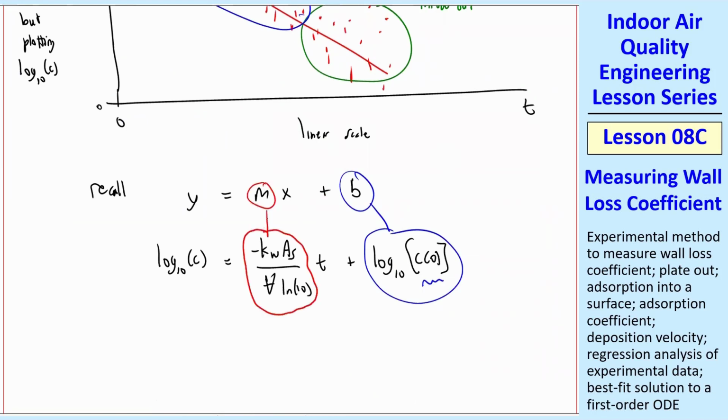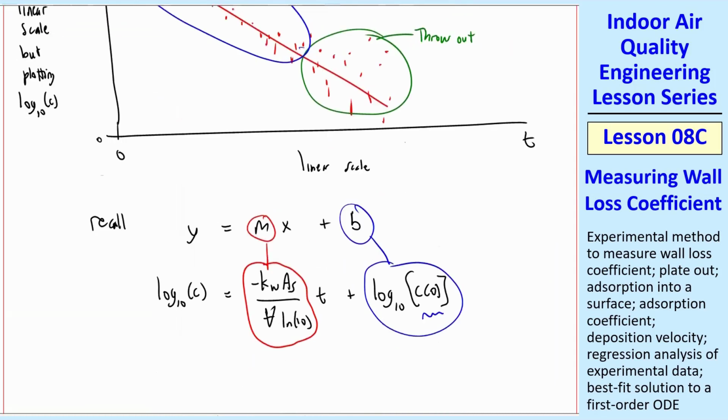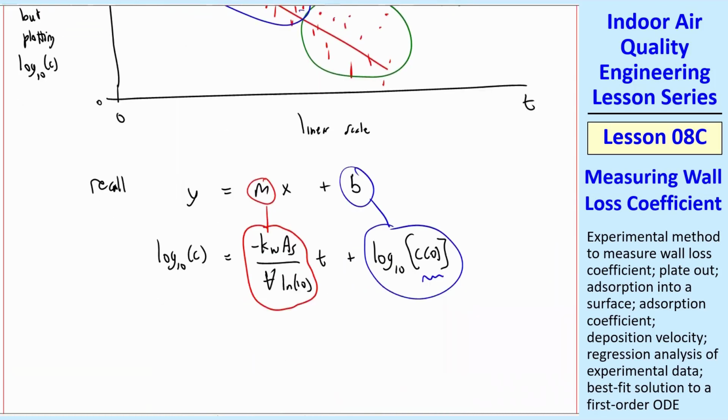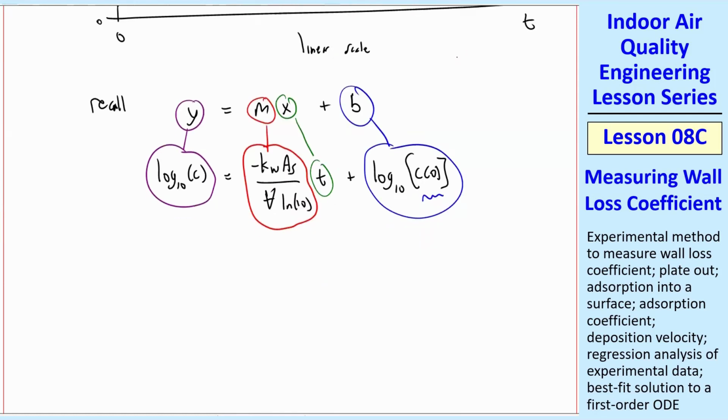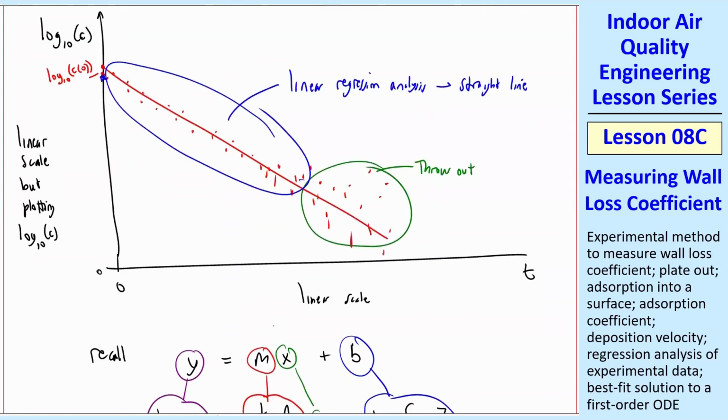It's a negative slope because it's decaying, so that makes sense. And then, of course, everything else corresponds here. The x is t, and the y is log10 of c. So we have a beautiful equation for a straight line. And this is what we care about. This is the slope. We find the slope of this line, which is a negative slope.